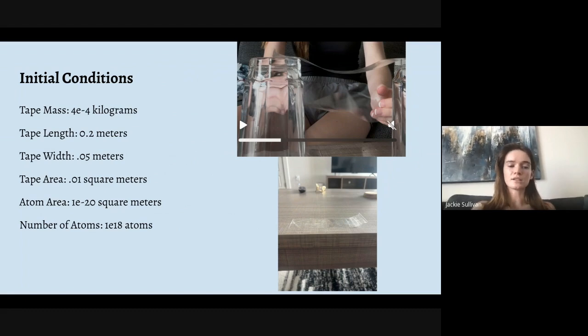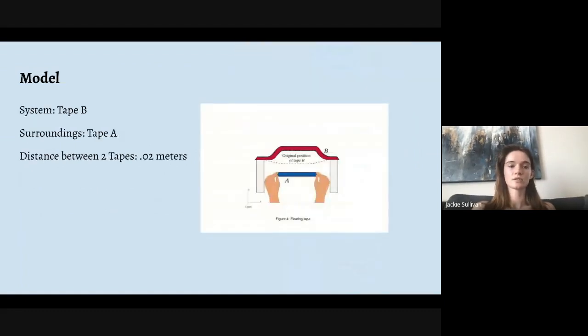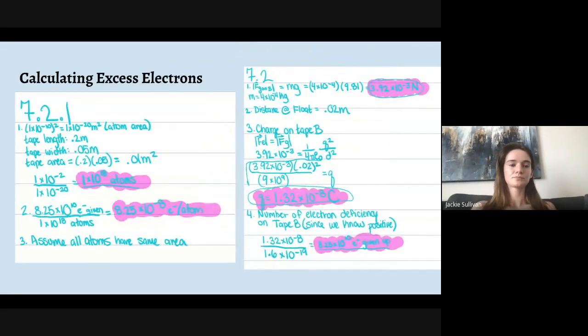The atom area is there. I also have some calculations shown at the end of the slides that show how I got that. The number of atoms is also there: 1 times 10 to the 18th atoms. For the model, the system was tape B and the surroundings was tape A, and the distance between the two tapes at which lifting started to occur was 0.02 meters.